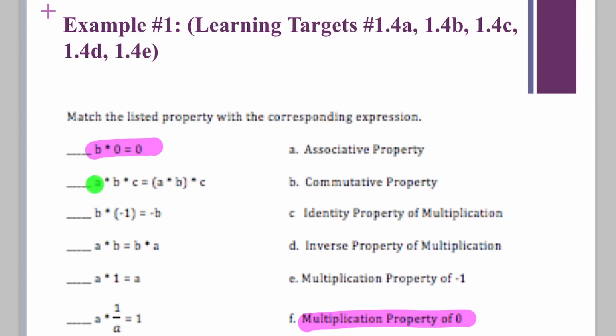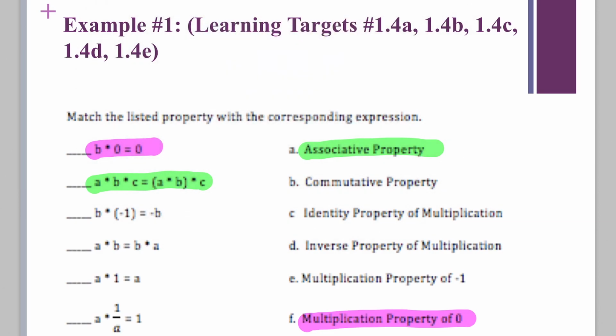Looking at the next equation, we have a times b times c is equal to a times b in parentheses times c. Now at this point we should be very familiar with this property because it's dealing with grouping. And when we're dealing with grouping, we know that we are working with what is being associated with. Again, think about our friend analogy from both the associative property of multiplication and the associative property of addition.